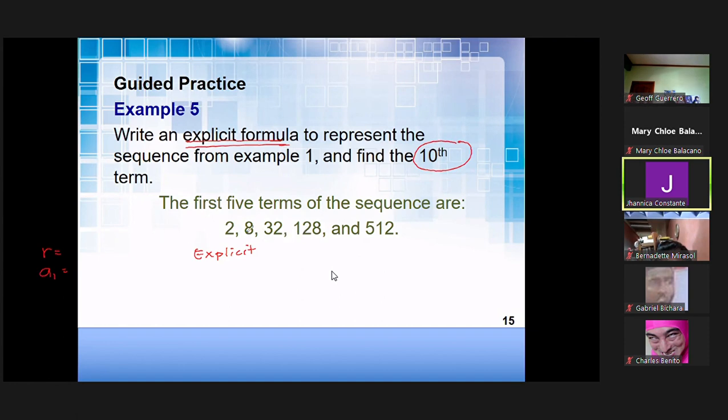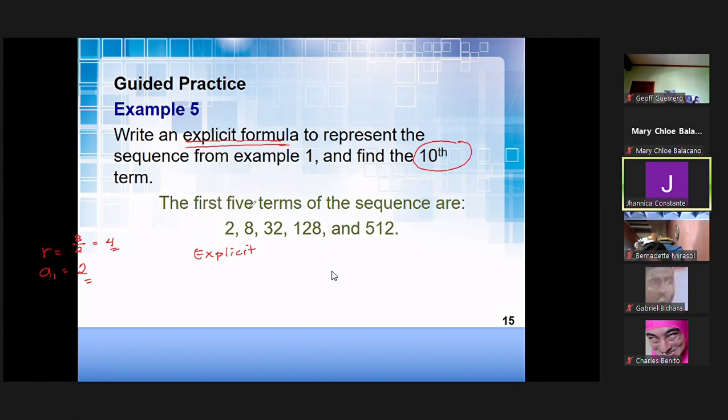According to the sequence that we have, which is 2, 8, 32, 128, and 512, the common ratio is 4, since 8 divided by 2 is equal to 4. So that is our common ratio. And the first term is 2. So since we have already the value of the common ratio and the first term, we can now be able to write our explicit formula.